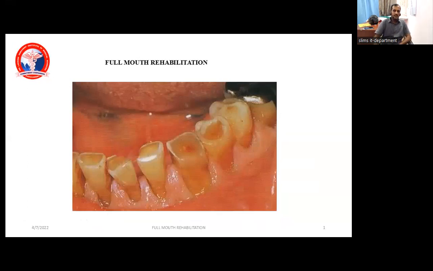A warm welcome to all of you for this session. The topic for today's discussion is full mouth rehabilitation. And before going into this topic, we need to have some basic idea about occlusion.